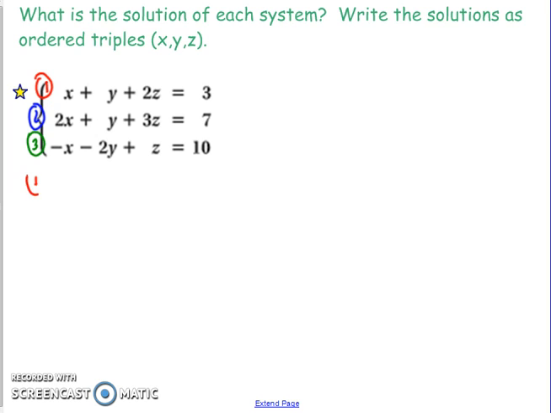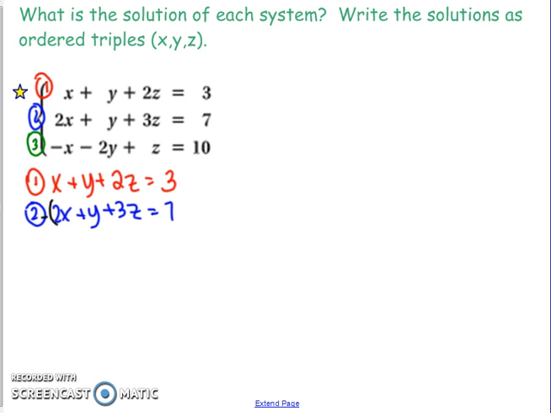And so 1 I'm going to keep as x plus y plus 2z equals 3. And then for equation 2, I have 2x plus y plus 3z equals 7. So right now the y's are the same, so I can't add them. So I'd have to subtract them. So you can either subtract everything, or if you're more comfortable multiplying everything by a -1 and then adding it, you can do that as well. So I'm going to subtract everything.